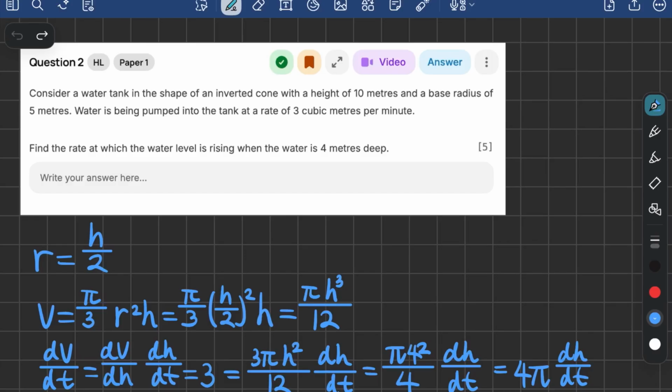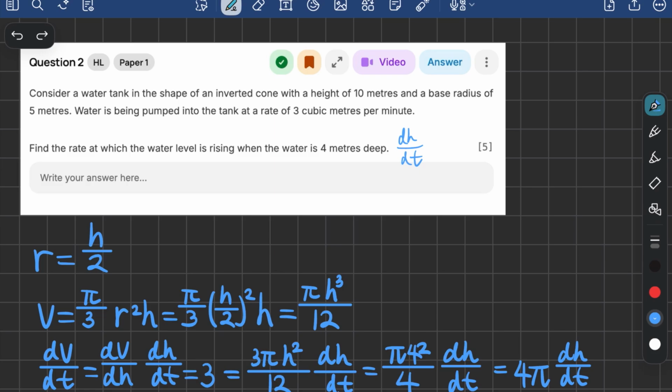Let's look at the second question. It's also paper 1. So this one is for related rates, and we need to extract some information from the question to help build an equation that will help us solve. So it's asking for the rate at which the water level is rising. So we care about dh dt. So h is the depth of the water, so we care about this.